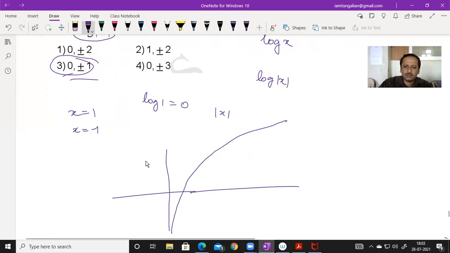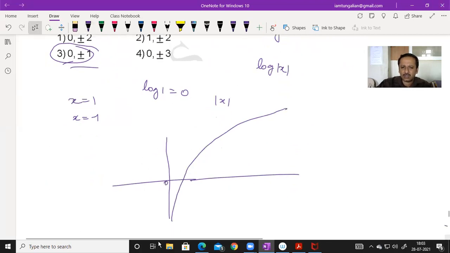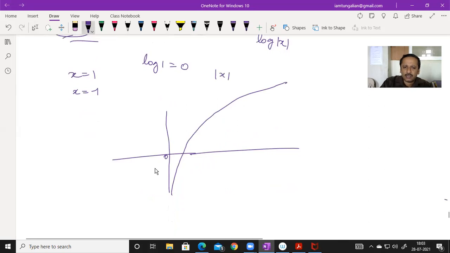Now at 0, just observe. At 0, it is not defined actually. So if you look at the right hand limit, when x comes to 0 from the right side, it will go towards minus infinity. Log 0 is not defined. If a function is not defined at a point, obviously it is considered not continuous at that point. For example, tan x at pi by 2, this is the graph of tan x at pi by 2. We say it is not continuous at pi by 2, right? Because tan pi by 2 is not defined. Similarly here, log 0 is not defined.